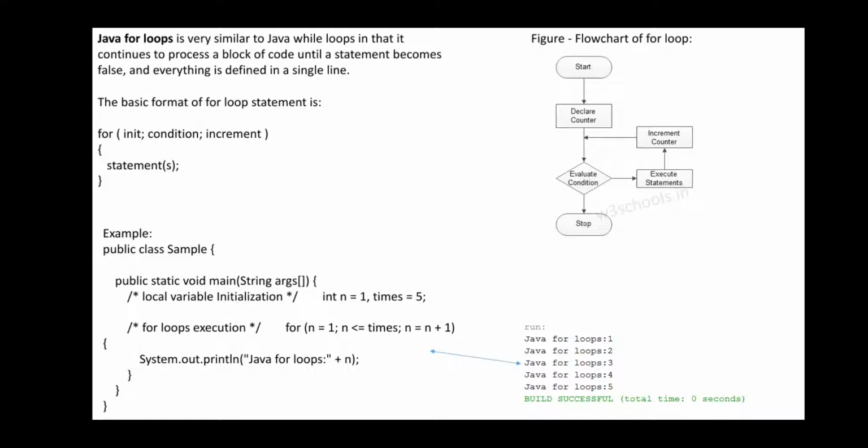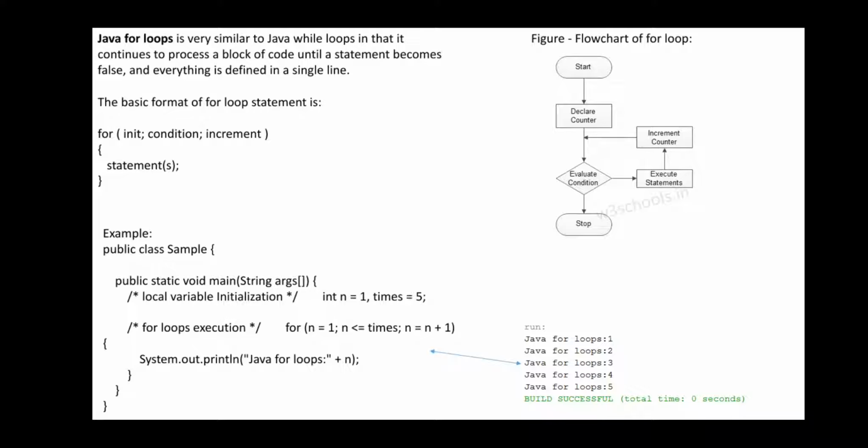Then lastly we can go for the for condition. Here it is simpler than Java while loops in that it continues to process a block of code until a statement becomes false, and everything is defined in a single line. So here initialization will be done, the condition will be checked, and you are going to do the increment. In the previous example, first you initialize, then check a condition, then increments happen. But here, within one single pair of braces, you have all three statements separated by semicolons.